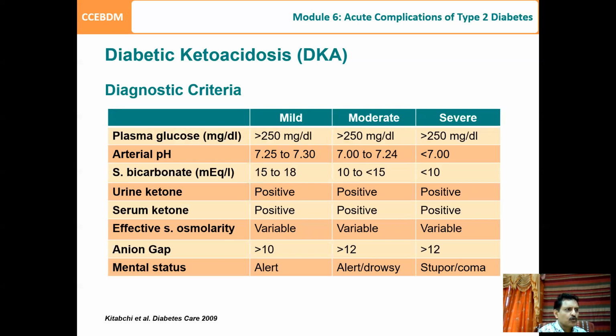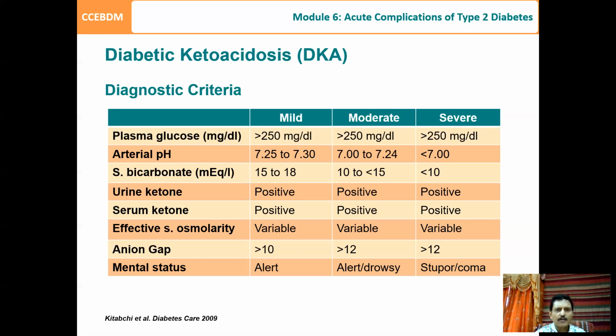Now let us have a look into the definition or criteria for making the diagnosis. As I have told you, in most situations the blood glucose level is more than 300, or at least more than 250 milligram per dl. And then you must have an arterial pH which is substantially low. In mild cases, it is less than 7.3. In moderate cases, it is up to 7. And in severe cases, it goes below 7.